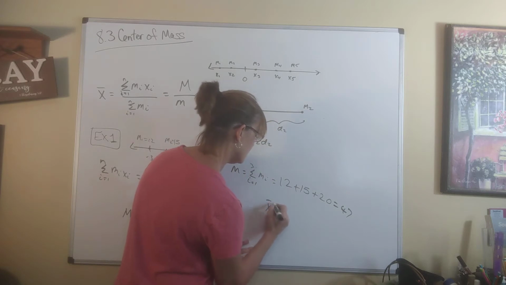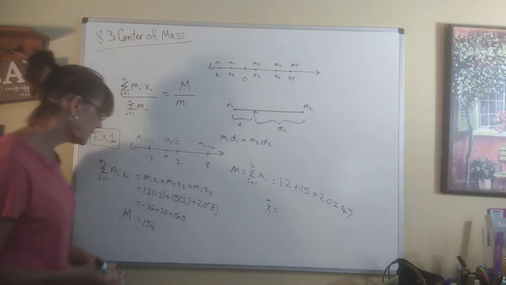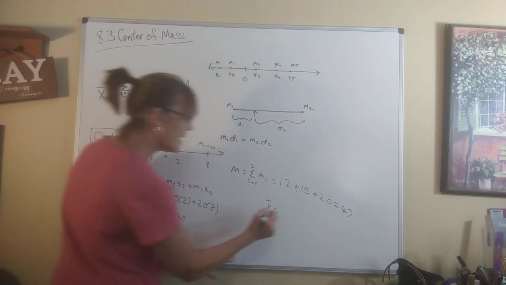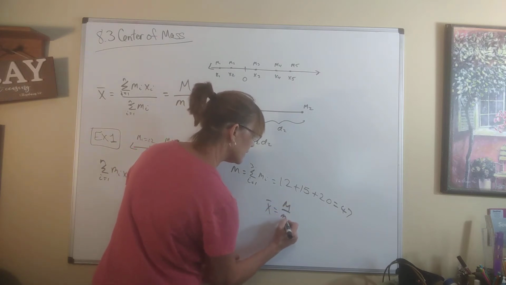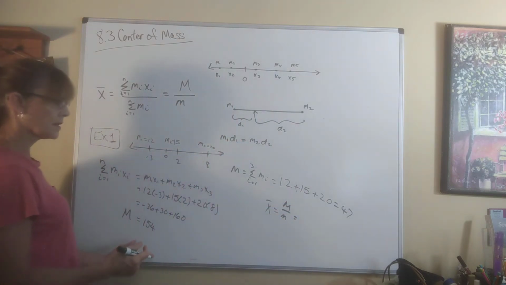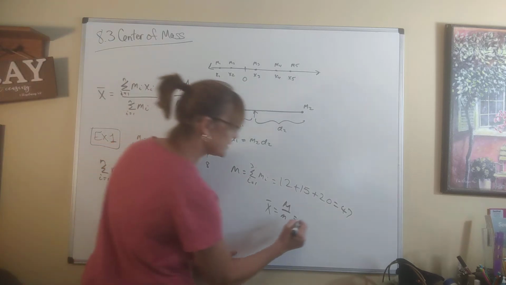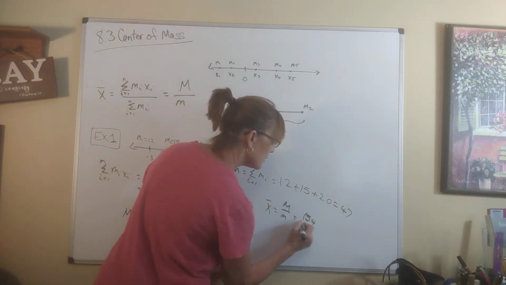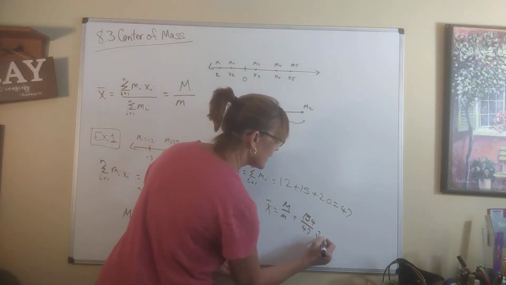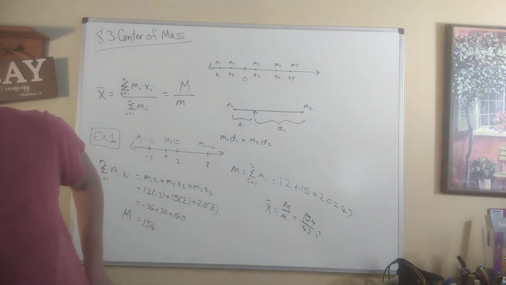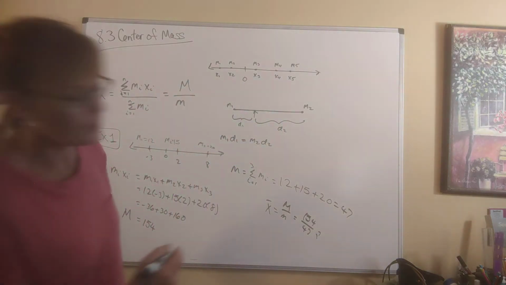What is x bar? The center of mass. That is calculated to be M over little m. And so that's going to be 154 over 47. And if we divide that, what is that about? 3.28.